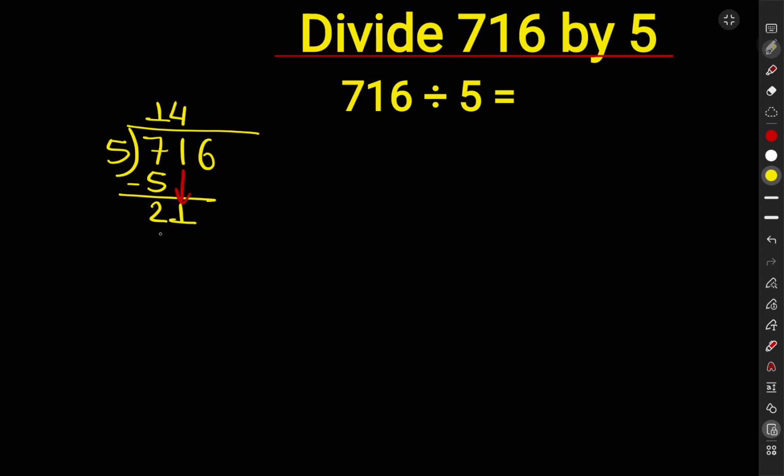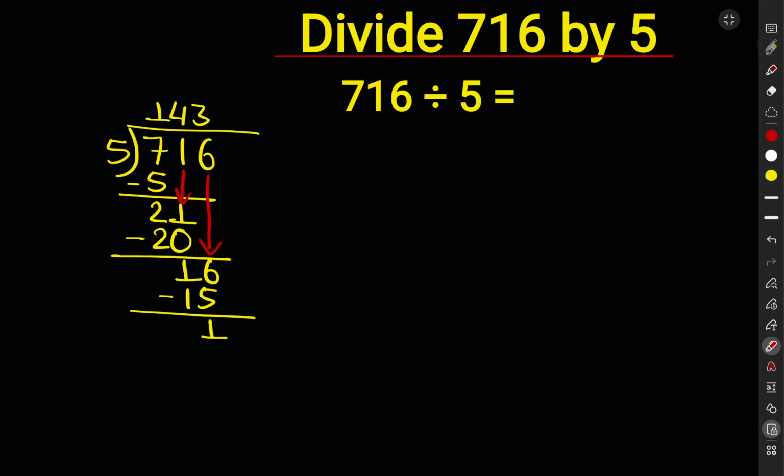5 times 4 is 20. On subtracting we get 1. So again we put down this 6 and it is 16. 5 times 3 is 15. On subtracting we get 1.